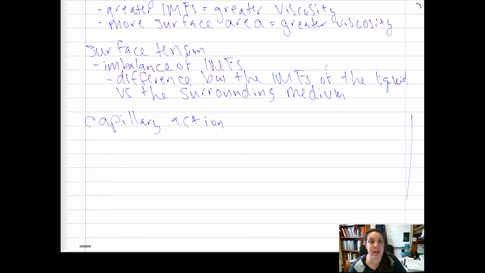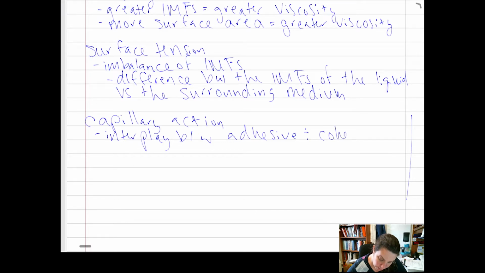And this is the interplay between adhesive forces and cohesive forces. So here you've got your cohesive forces, so when liquids resist separation, and adhesive forces is going to be your attractive forces between different molecules.